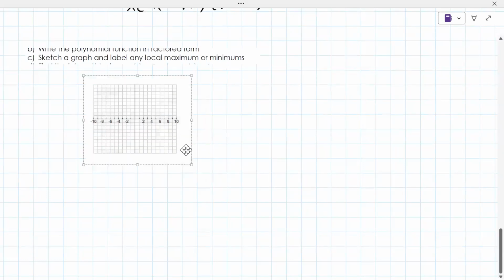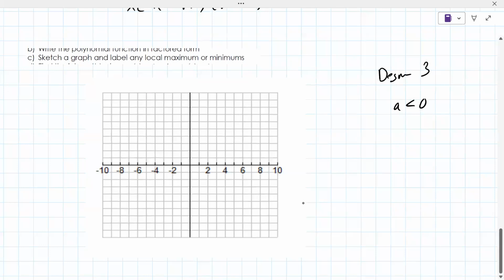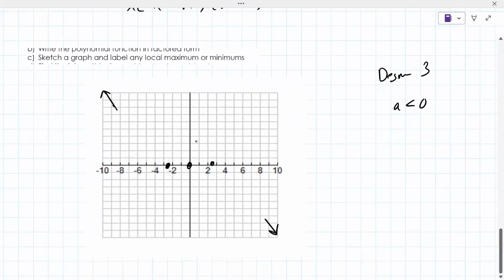All right, so the graph here, you need to know the degree and then the end behavior, so you can get a feel for what's going on when you graph it. So it's degree 3, and the leading coefficient is negative. So it starts high and ends low. And it's got zeros at minus 2.5, positive 2.5, and 0, and the multiplicity of each of these is 1. So we know that it crosses at each of them.